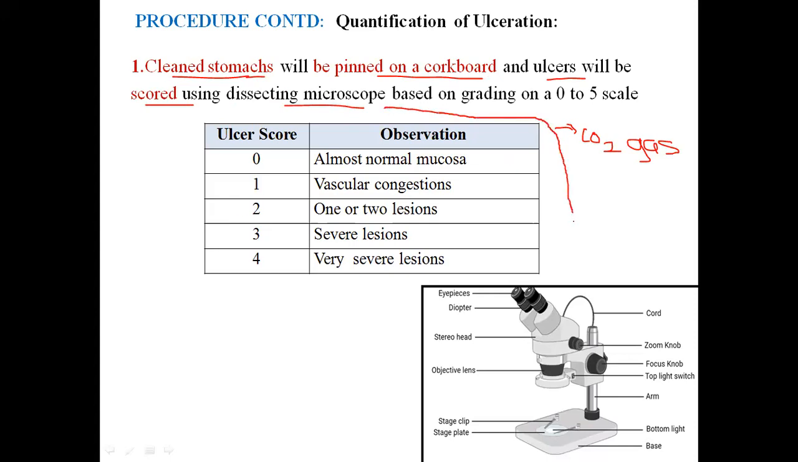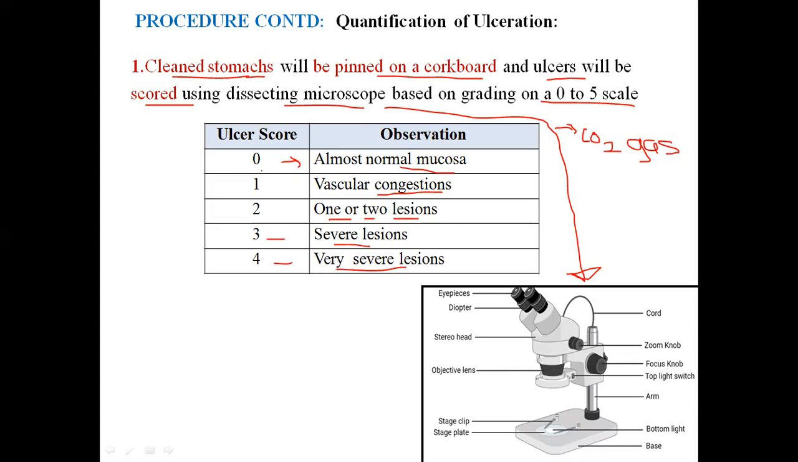See, this is your dissecting microscope. And based on the grading, you have to score it. Now see, the grading is what? 0, almost normal mucosa; 1, vascular congestion; 2, 1 or 2 lesions; 3, severe lesion; 4, very severe lesion.